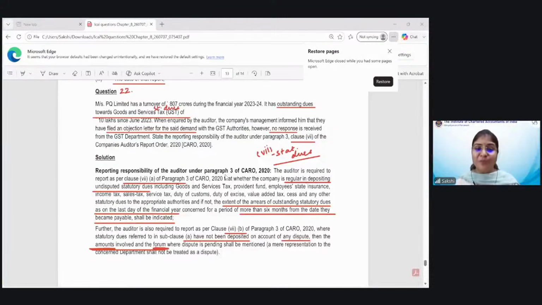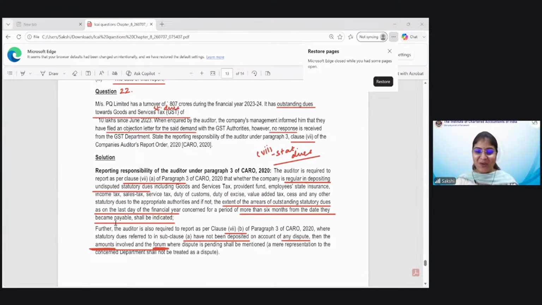All right. So reporting responsibility of auditor under para 3 of CARO 2020 with regard to clause number 7. So the auditor is required to report as per clause 7A of para 3 of CARO 2020. Because they are part A and B, isn't it? A deals with the statutory dues outstanding for more than 6 months from the date they became payable. And B talks about the deposit amount and the dispute, then the forum and the amount involved. There were two parts to clause 7.